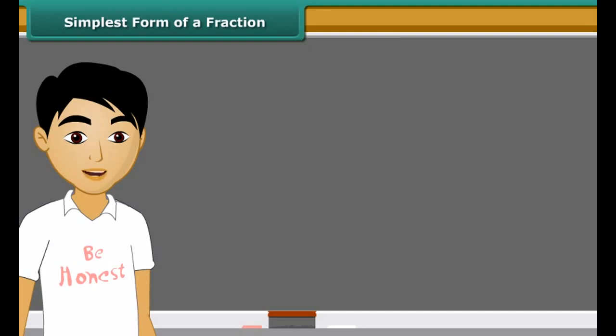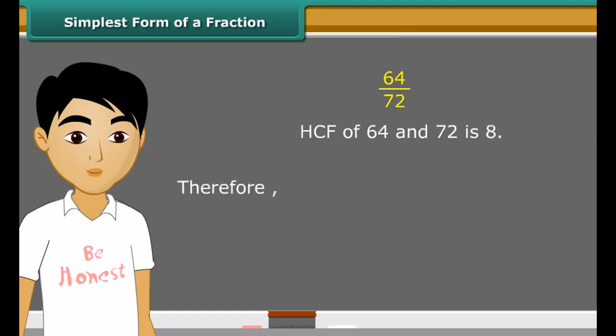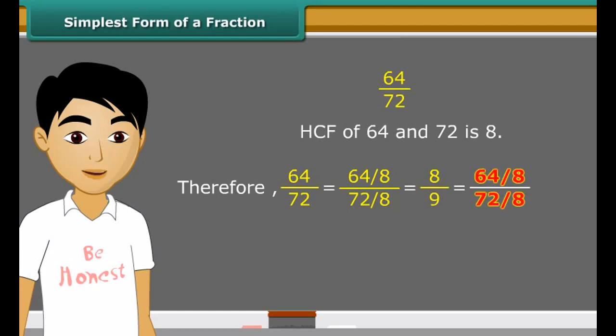numerator and denominator and then divide both of them by the HCF. Consider fraction 64/72. The HCF of 64 and 72 is 8. We get new fraction 8/9 on dividing the numerator and denominator both by HCF.